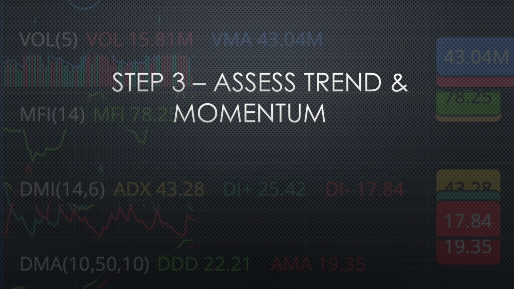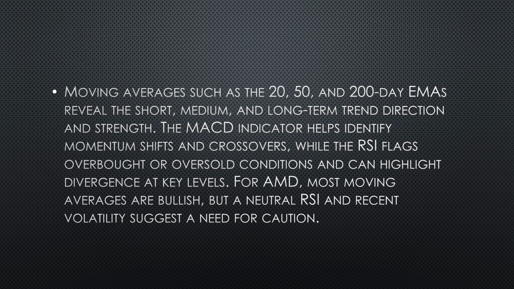Step 3. Assess the trend and momentum. Moving averages such as the 20, 50, and 200-day EMAs reveal the short, medium, and long-term trend direction and strength. The MACD indicator helps identify momentum shifts and crossovers, while the RSI flags overbought and oversold conditions, and can highlight divergence at key levels. For AMD, most moving averages are bullish, but with a neutral RSI, and recent volatility suggests the need for caution. Now to quantify the trend: are we in an uptrend, downtrend, or sideways?